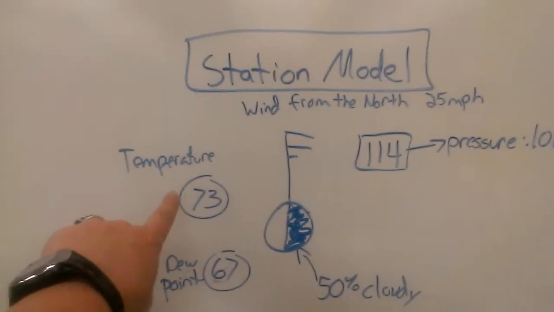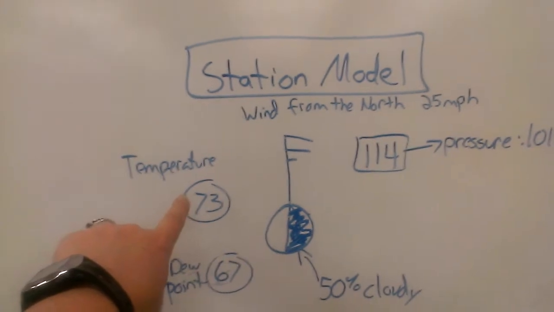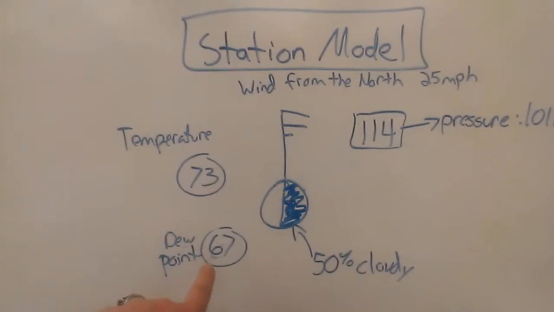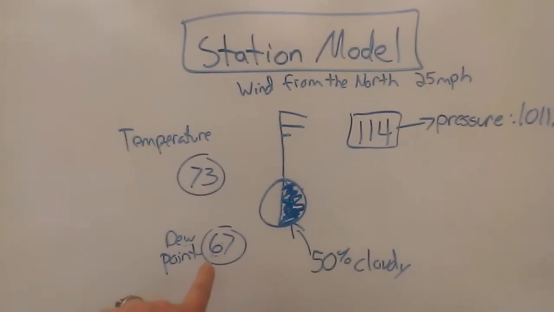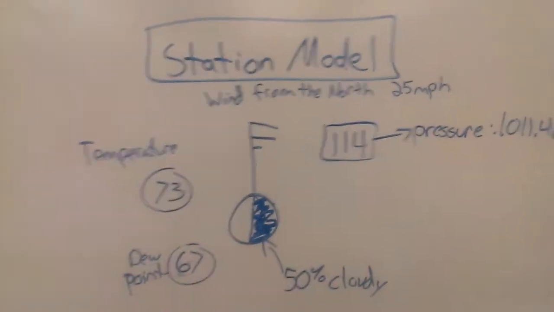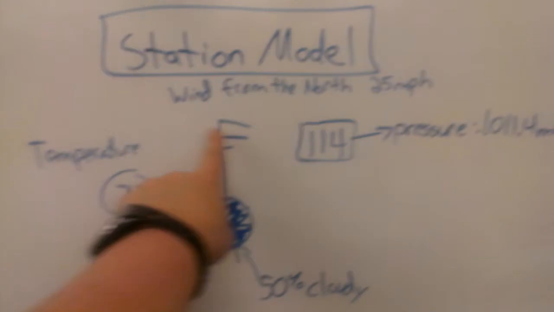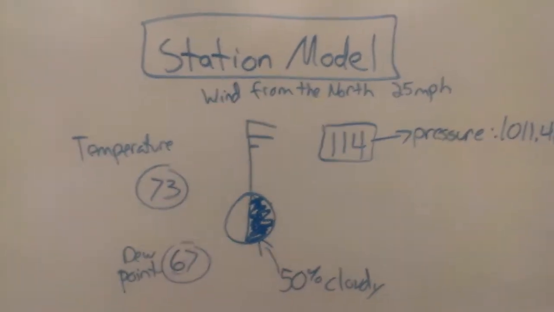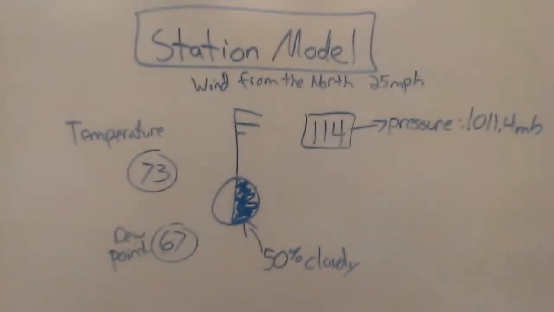Temperature is found in the left corner, and that would be 73 degrees Fahrenheit, and dew point is at the bottom left corner at 67 degrees Fahrenheit. And then wind direction: the wind is blowing from the north, and we have two long lines and a short line, at 25 miles per hour. So that's your station model.